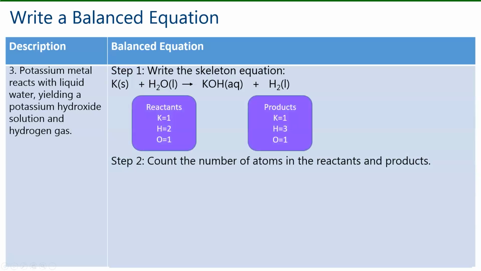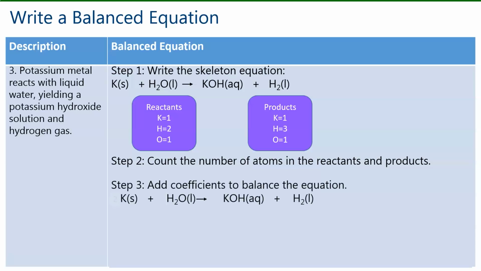My next step is to count the number of atoms in the reactants and products. So on my reactant side, I have 1 potassium, 2 hydrogen, and 1 oxygen. But on my product side, I have 1 potassium, 3 hydrogen, and 1 oxygen. So I need to balance this. I'm going to add coefficients to balance the equation. And again, you may need to do this a couple of times because it is a trial and error process. Add coefficients, check, add coefficients, check to see if it's balanced.